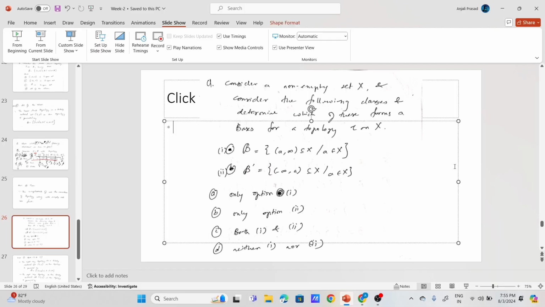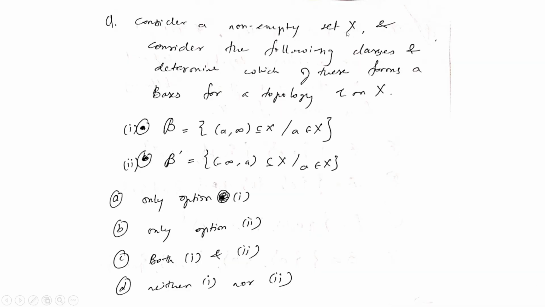Okay. So consider a non-empty set X and consider the following classes and determine which of these forms a basis for a topology tau on X.